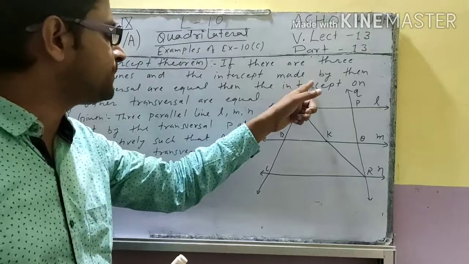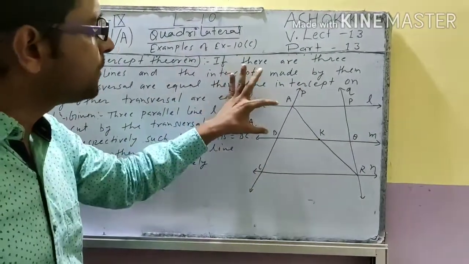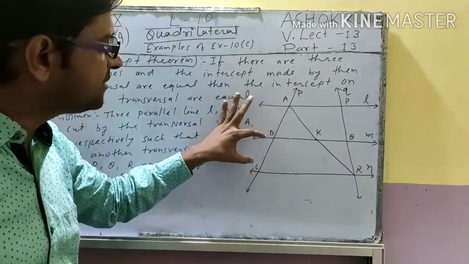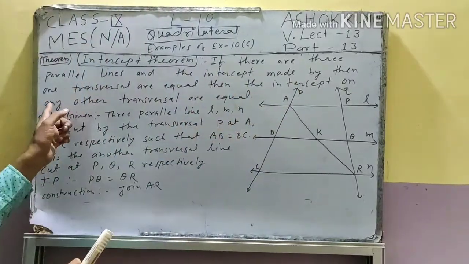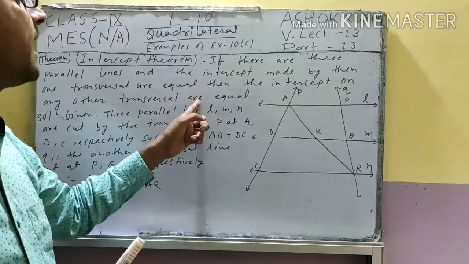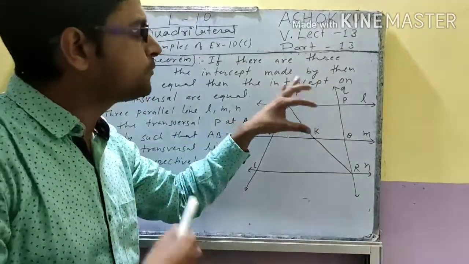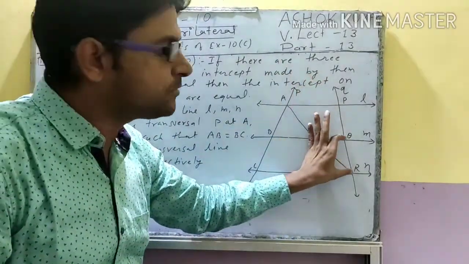So suppose, student, P is the transversal line. That means the intercepts on one transversal are equal, meaning AB is equal to BC. Then the intercepts on any other transversal are also equal. That means you have to prove PQ is equal to QR.